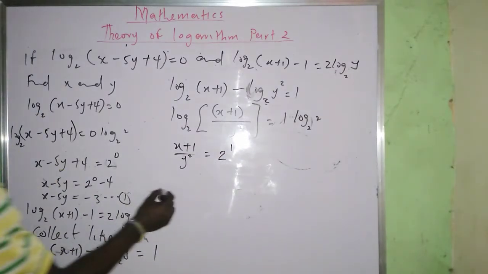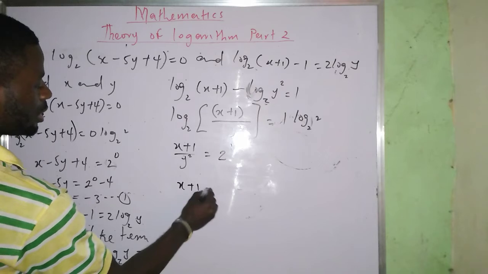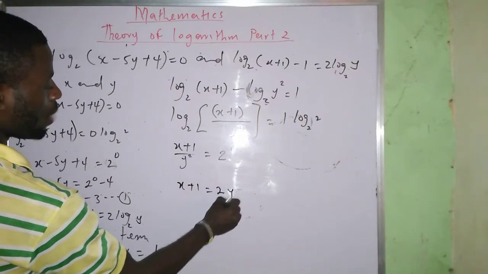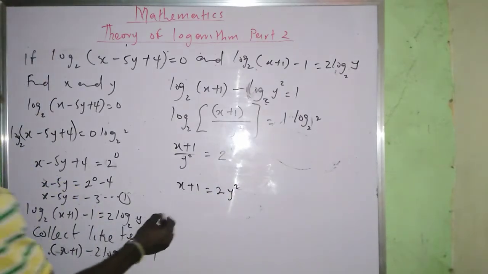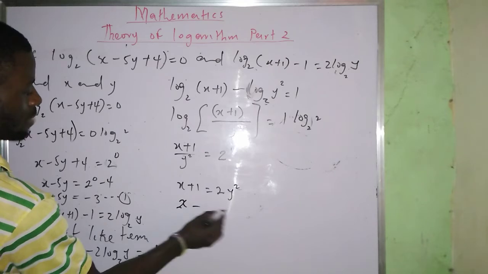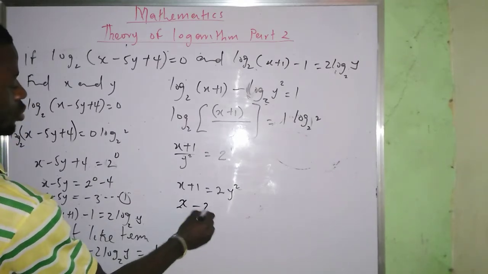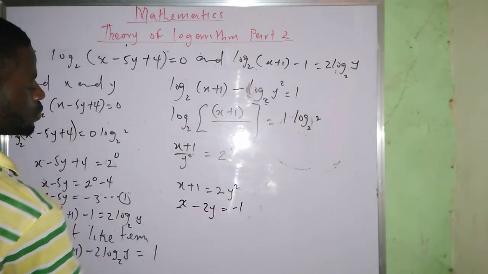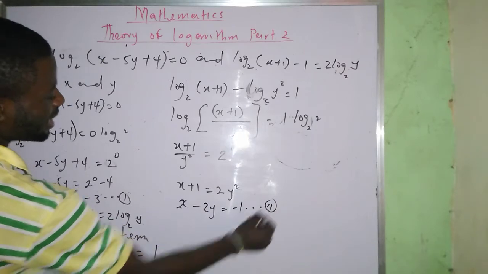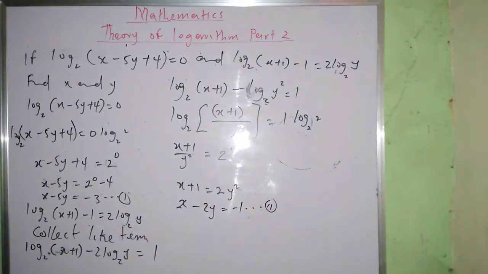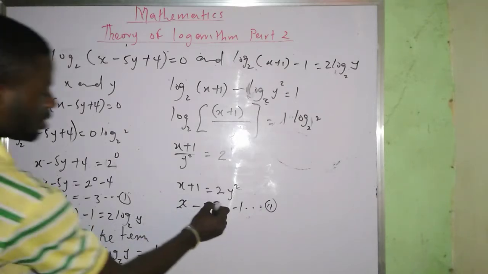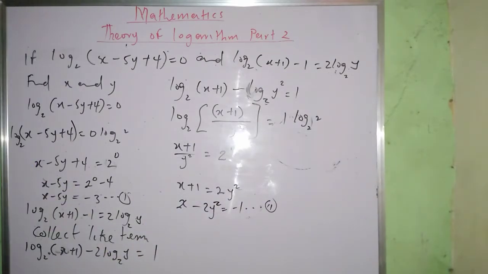Now, I will say that x plus 1 equals 2y squared, which I can now say that x minus 2y equals minus 1. Equation 2. I can now solve it simultaneously. There are many ways of solving simultaneous equations. There are 4 ways. We have the equating method, the elimination method, the substitution method, and the graphical method. There won't be any problem. Any of the methods goes.